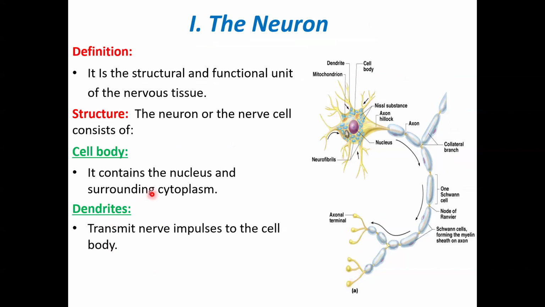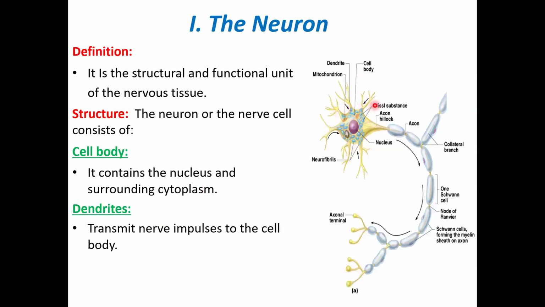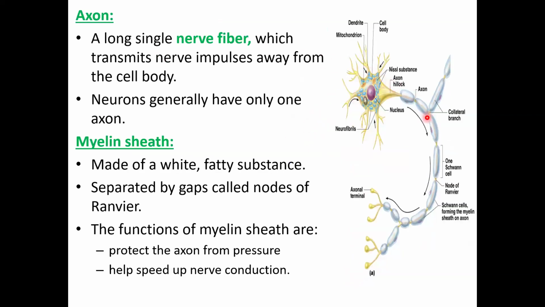Starting with the cell body, it contains a nucleus and is surrounded by cytoplasm. Moving to the dendrites, they are characterized by transmitting impulses from the periphery to the cell body, toward the cell body. The axon is a single fiber, while the dendrites are multiple. The axon transmits impulses away from the cell body, and neurons generally have only one axon.